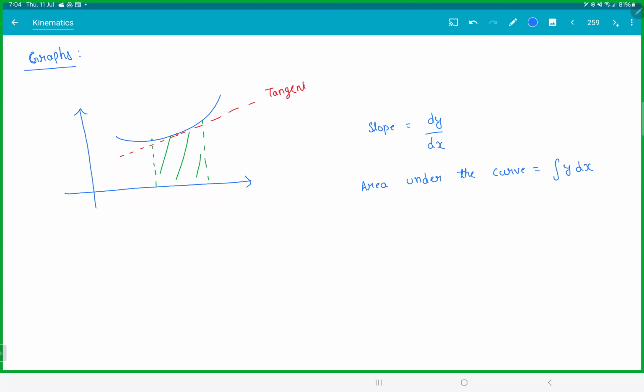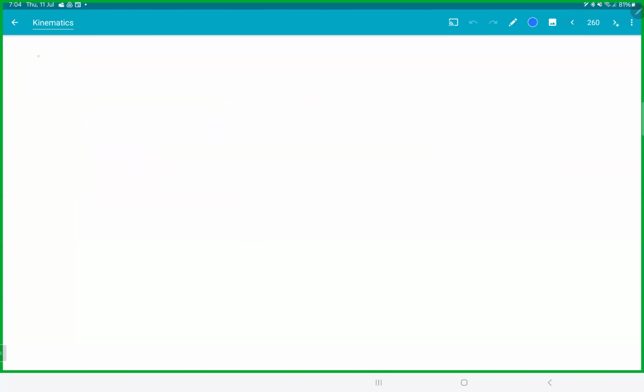So let's see the first standard graph. Now in graphs, we have different types. First are the standard graphs, which we'll do today. Then we have some non-standard graphs, and then we have to draw graphs of physical situations. I'll give you a situation and you have to draw a graph for that. So the first thing is your position-time graph.